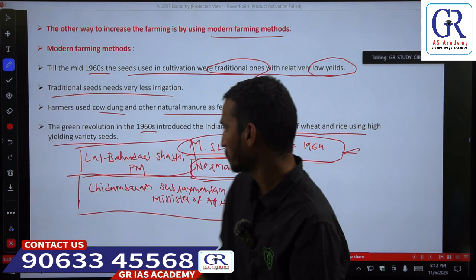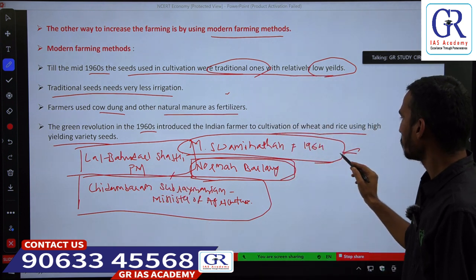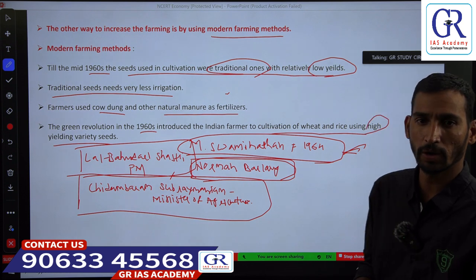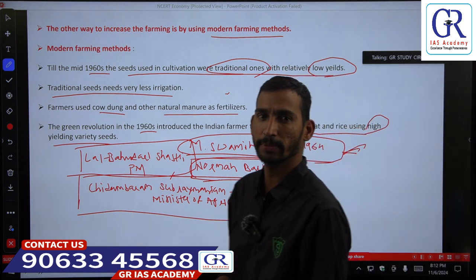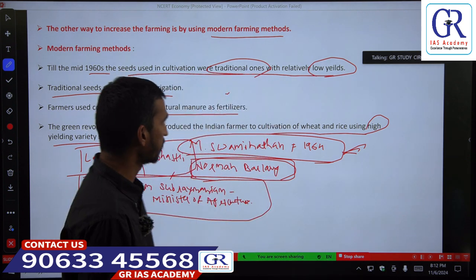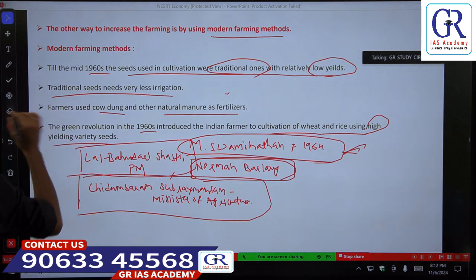In their terms, MS Swaminathan introduced high yield variety of seeds. That's how our agriculture sector was modernized, and we adopted the green revolution in the country during the period of Lal Bahadur Shastri.